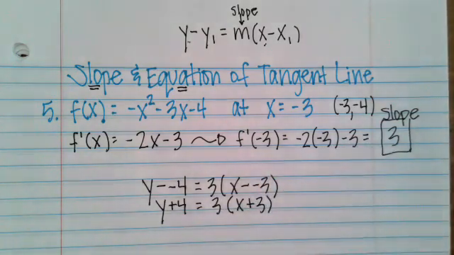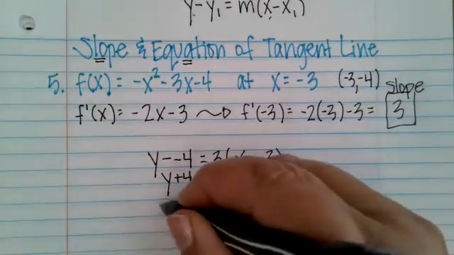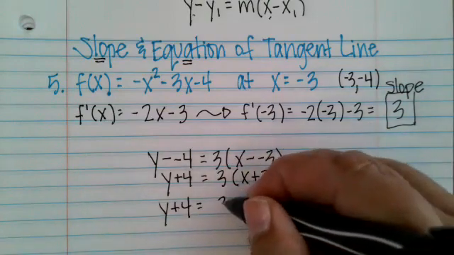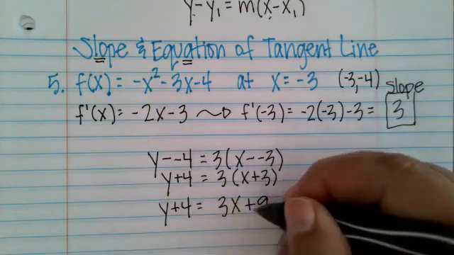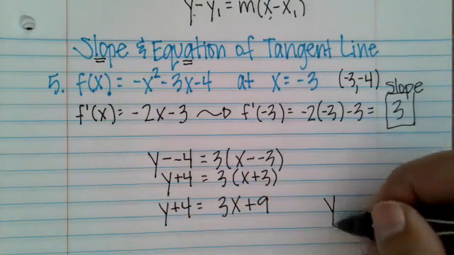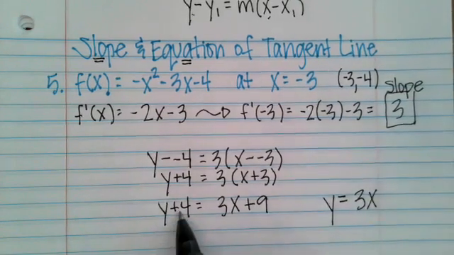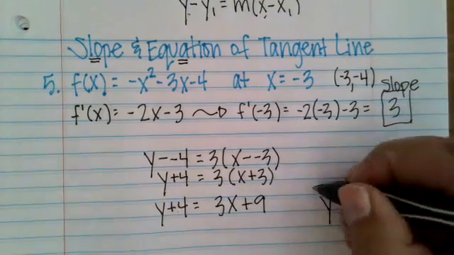And then they always want it in slope-intercept form, y equals mx plus b. So we're just going to do a little bit of a switching around here. I'm going to distribute that in. So that would be 3x plus 9. And then I'm going to subtract that 4. So if it asked for the equation, I would say y equals 3x, subtract that over, plus 5.